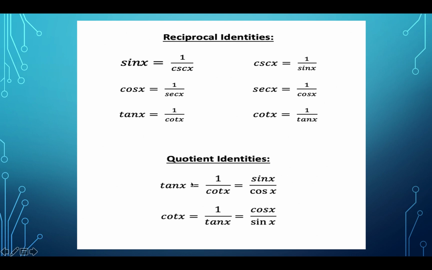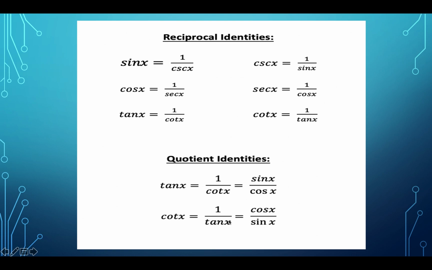These quotient identities, once again, they all pretty much stay the same. Tan x is equal to 1 over cotan x, or for the most part, you're going to be using tan x as sine over cos, and cotan x is equal to 1 over tan x, or cos over sine. And for the most part, when you have cotan, you're going to go ahead and use cos over sine.